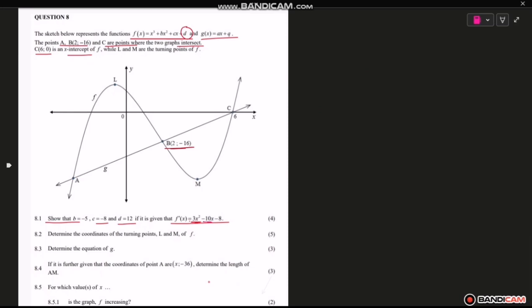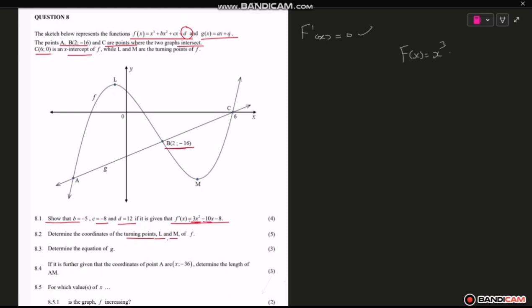Let's try to solve 8.2. They want us to determine the turning points, which are L and M. So the most important thing is that with its first derivative, you can use that f of x that we have from our graph. So you can write f prime of x, as you are given, equals 0. We do this when we determine the stationary points. Then we do have the derivative, which is okay.